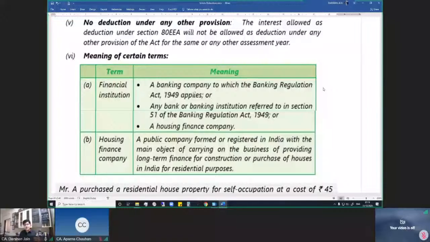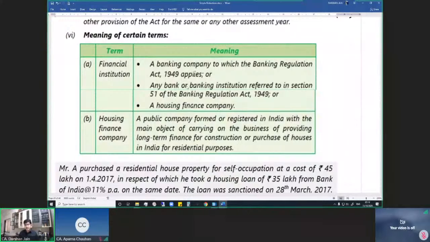Well, if you claim deduction under 80EEA, you are not going to claim the same deduction under section 24B, or vice versa. If you are claiming deduction under 24B, you're not going to claim the same amount as deduction under 80EEA. Again, here also the loan should be taken from only the eligible financial institution and the housing finance company.